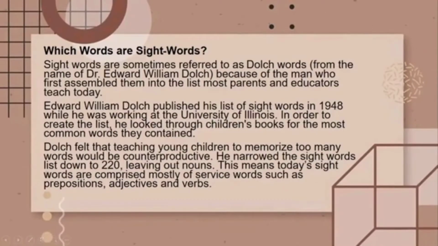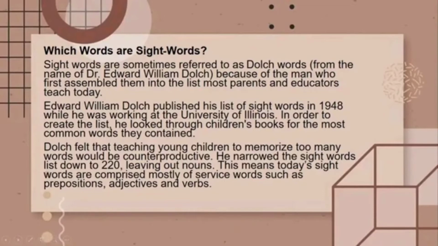But which words are sight words? Sight words are sometimes referred to as Dolch words because of the man who first assembled them into the list most parents and educators teach today. Edward William Dolch published his list of sight words in 1948 while he was working at the University of Illinois. In order to create the list, he looked through children's books for the most common words they contained.